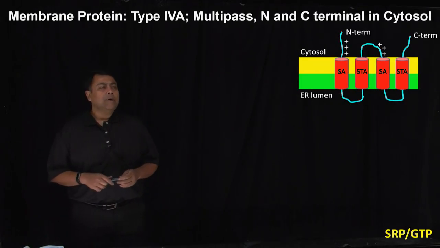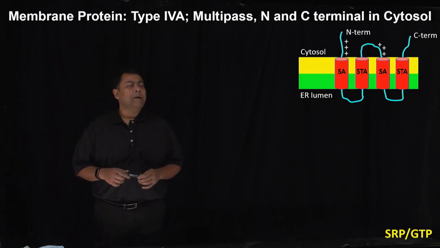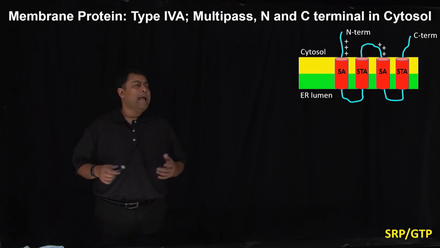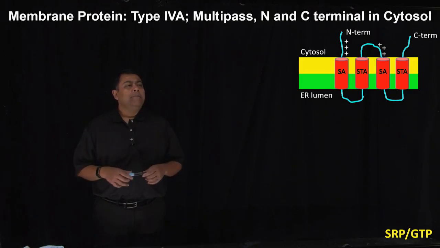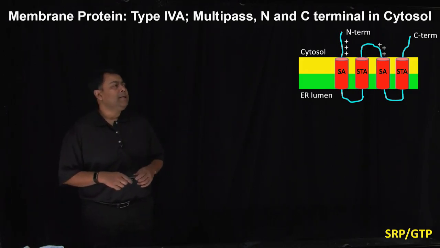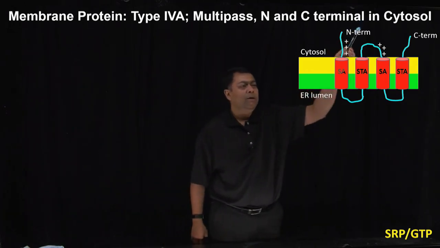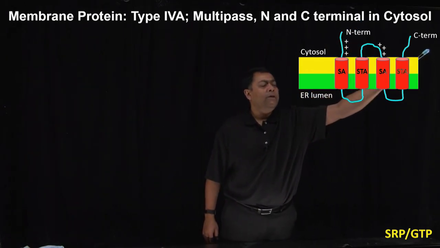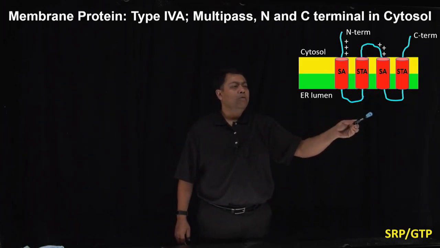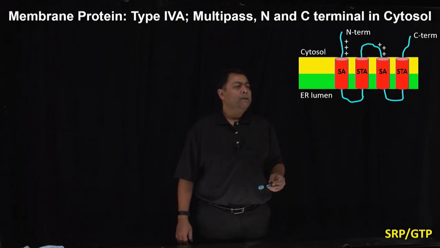So next we are going to see the membrane protein type 4. Type 4 is a multi-pass protein, and it is also subdivided into 4A and 4B. In 4A, we see the N and C terminal are on the same side. Here you can see that the N terminal and the C terminal are in the cytosol. They can be in the ER lumen as well, so basically it will be the same in the reverse order.